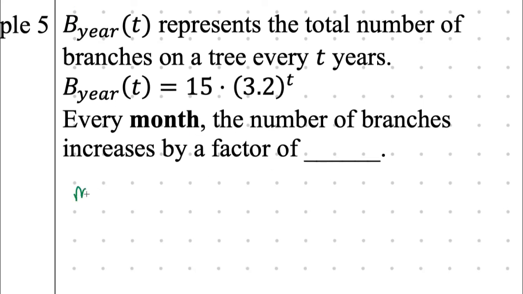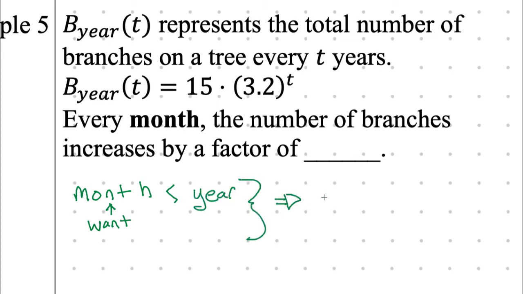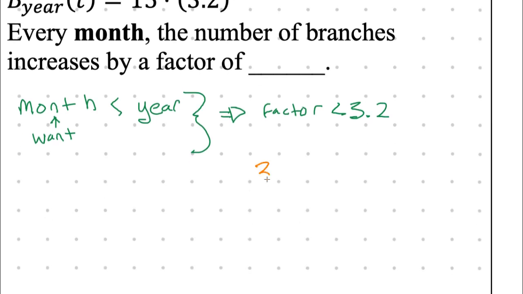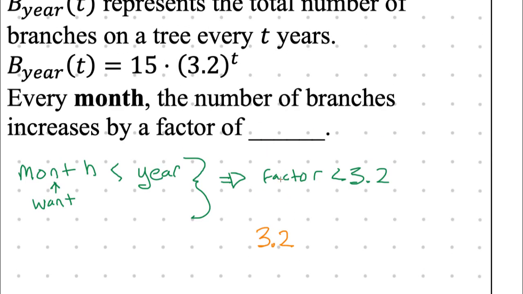So I'll just say something along the lines of: a month, which is what we want to get our form into, is smaller than a year. That implies that our factor should be less than the original factor, which was 3.2, so our factor should be less than that 3.2. So what are we really doing in terms of our math, our scratch work? Well, I had 3.2, and I'm now going to do it to the power of 1 over something. 1 over what? Quiet raised hand.